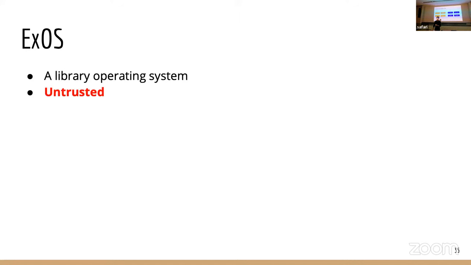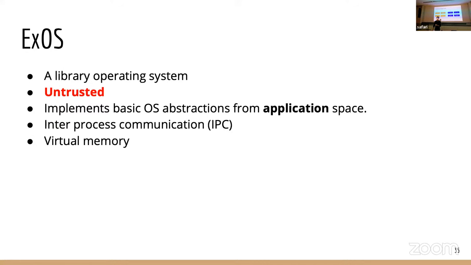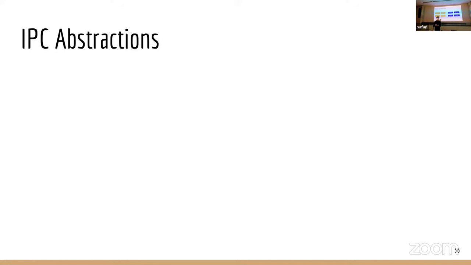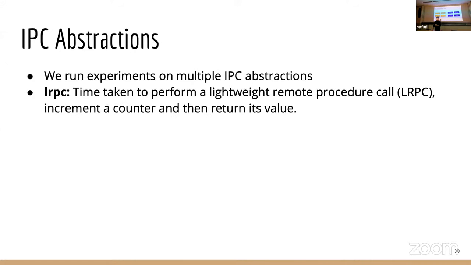So XOS, once again, is a library operating system. It's untrusted. It implements basic OS abstractions from the application space, such as inter-process communication, virtual memory, and many more. So the paper runs multiple experiments on multiple IPC abstractions. One of these is the lightweight remote procedure call, which we saw earlier.